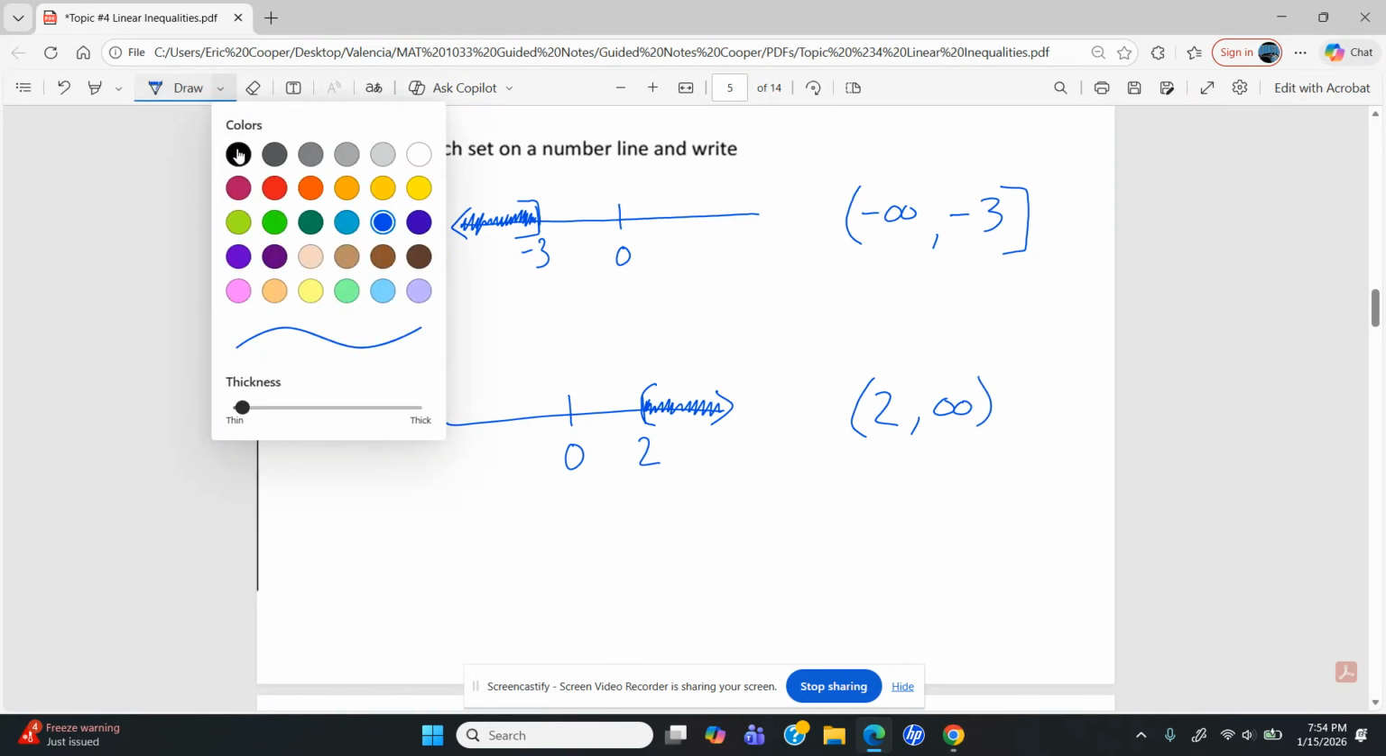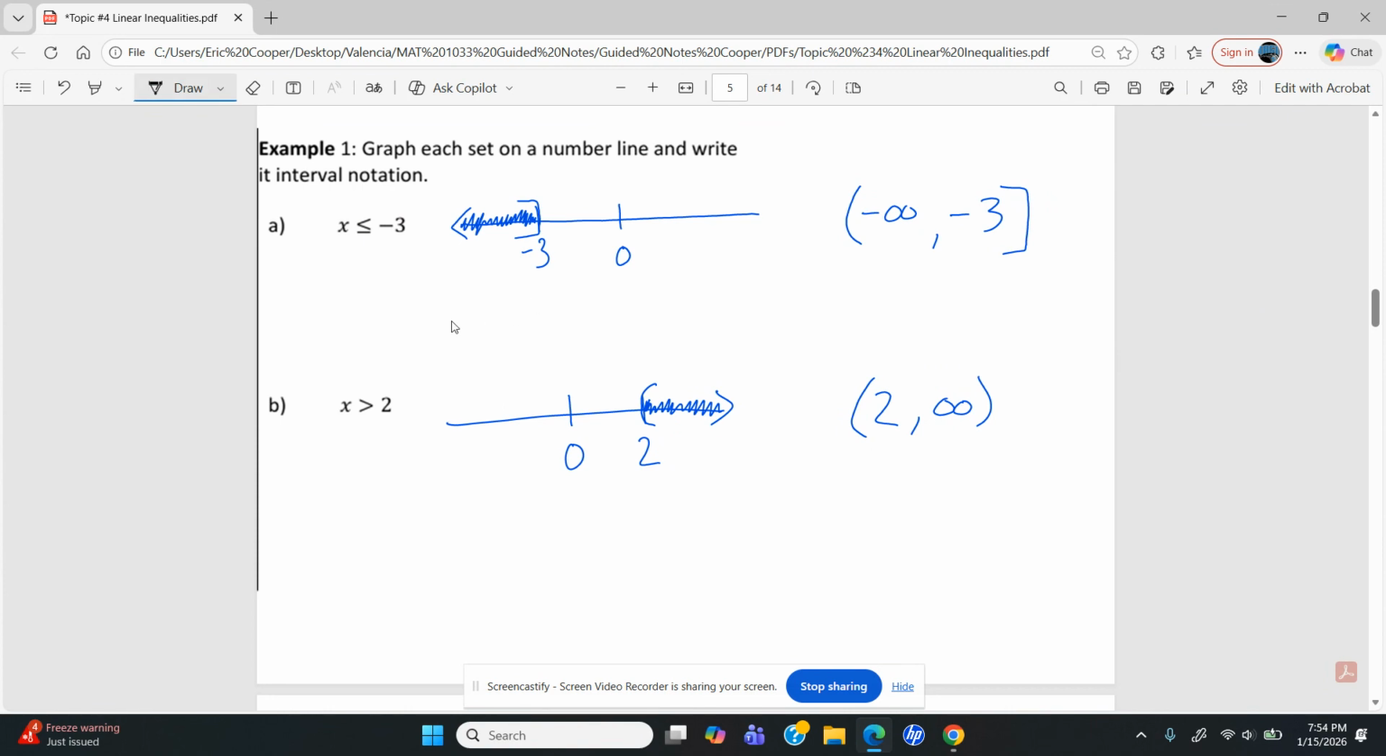Now just to make sure we understand the circles and the dots and the difference, if I were to regraph this one up here with a circle, I would go to -3, and because it's equal to it, I would do a closed dot at -3 and shade to the left. Here, if I was doing this graph from B, because it does not equal 2, I would do an open dot at 2 and shade to the right. The open dot and the closed dot are the same exact thing as parentheses and brackets.